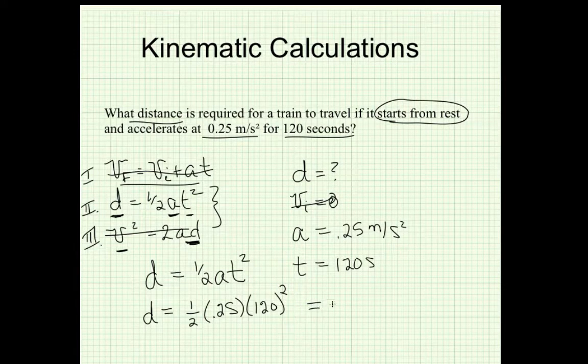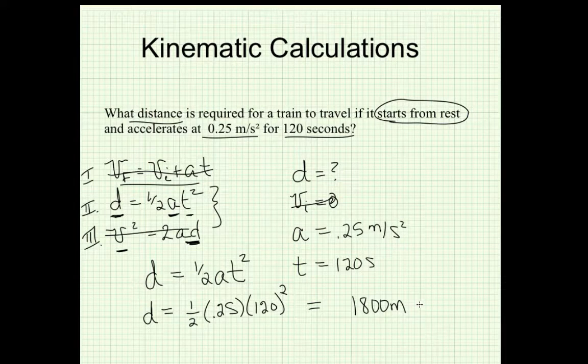So in our calculator, I'm simply going to multiply these across. I'm going to take 0.5 times 0.25 times 120. I need to square it, so I have to multiply by 120 again. I do this, and I get 1,800 meters.